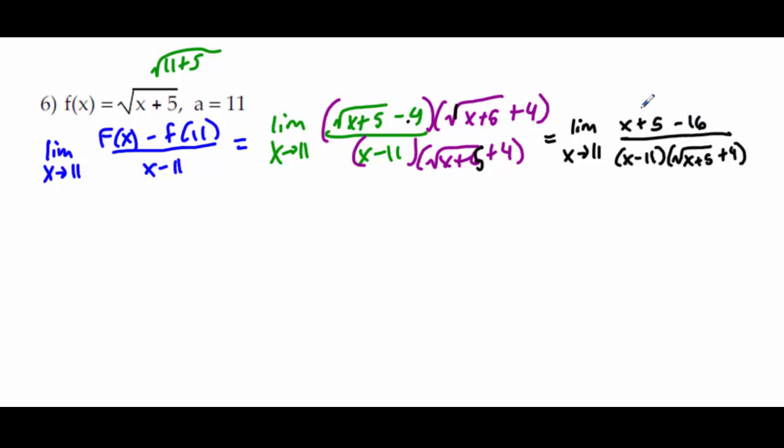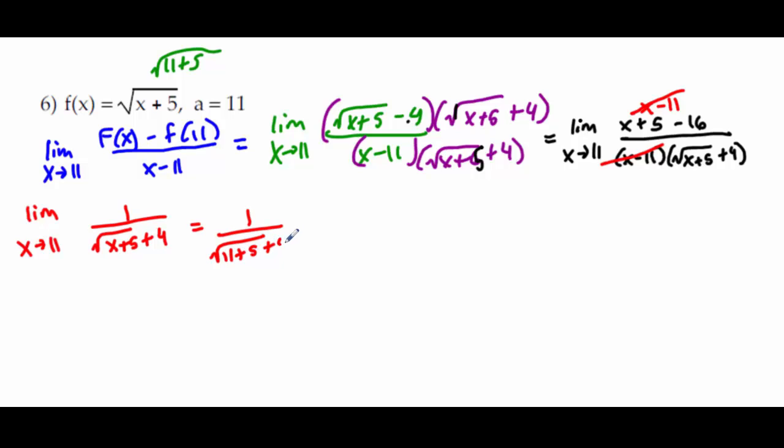On top, x plus 5 minus 16 gives us x minus 11, and so that's good. That means that these cancel, and so that gets rid of our issue on the bottom. So make sure though, since I canceled everything out on the top, that's 1 over the square root of x plus 5 plus 4. Then I plug in 11. So that's the square root of 16 again, which is 4 on bottom, but I'm doing 4 plus 4, so that's 8 on the bottom. So my slope, or my derivative, is 1/8.